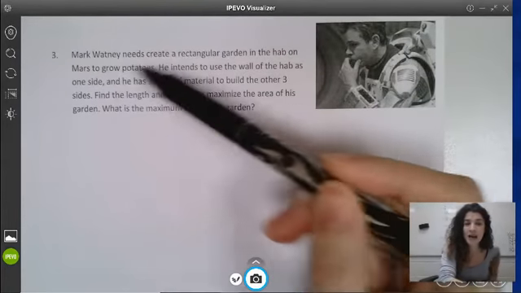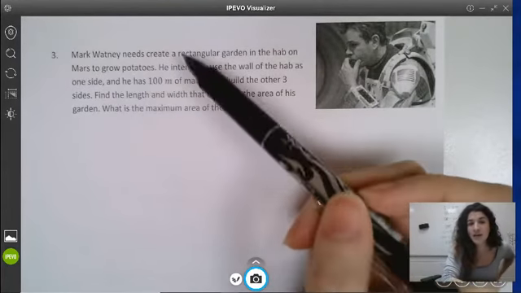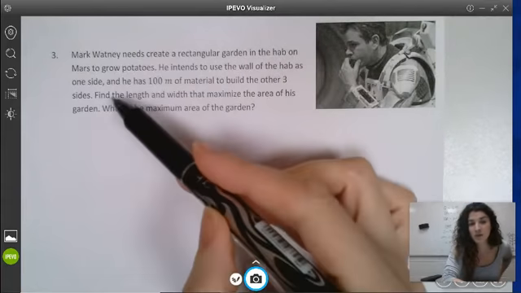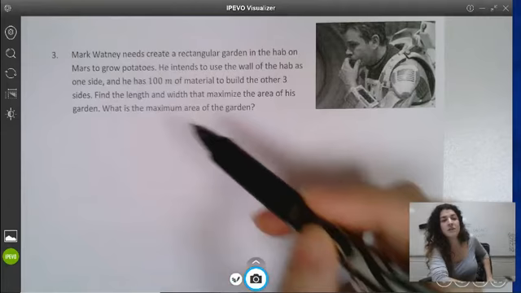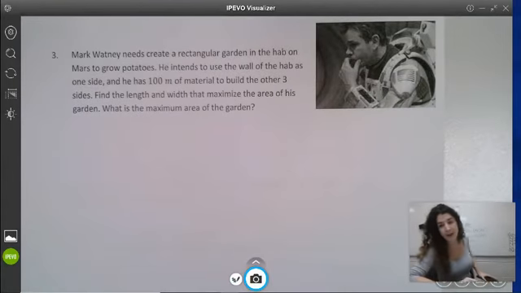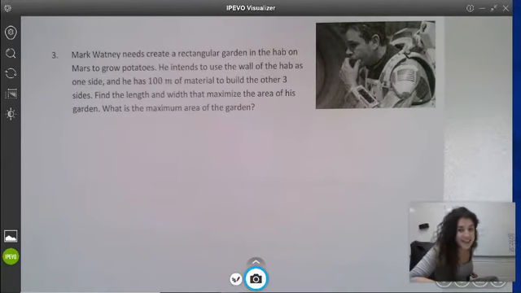So he intends to use the wall of the Hab as one side, and he has 100 meters of material to build the other 3 sides. Find the length and the width that maximize the area of his garden. What is the maximum area of the garden?